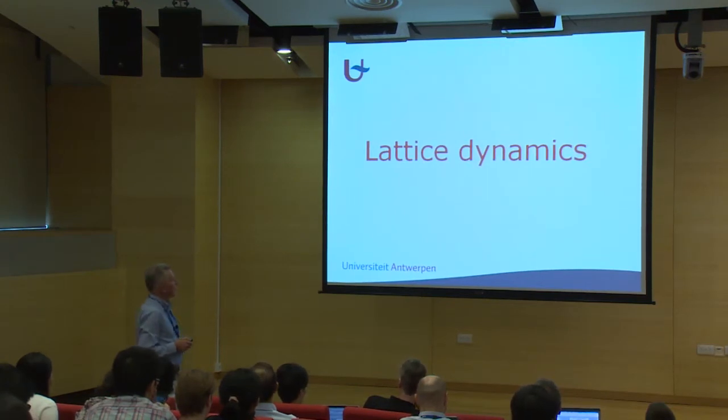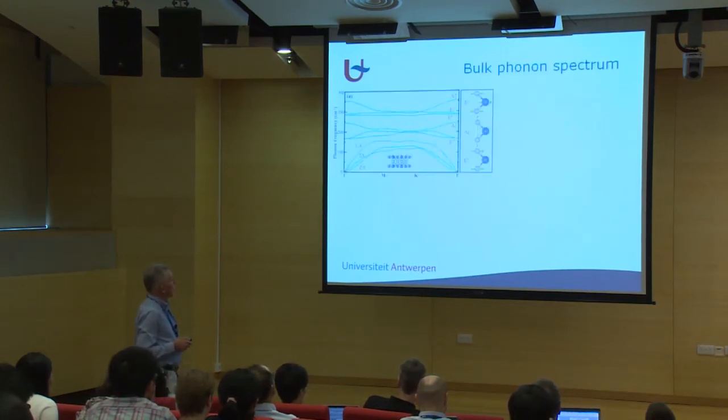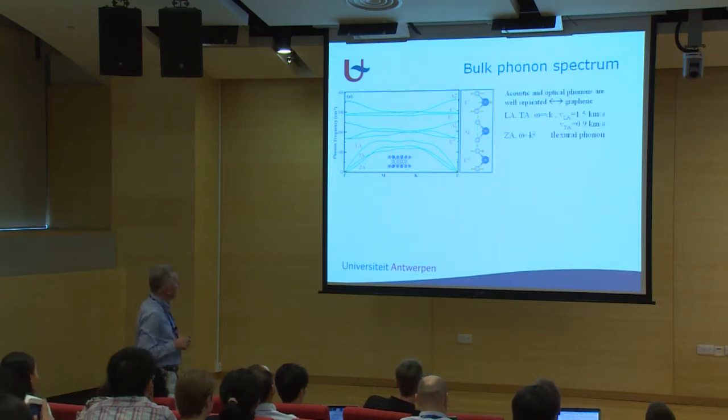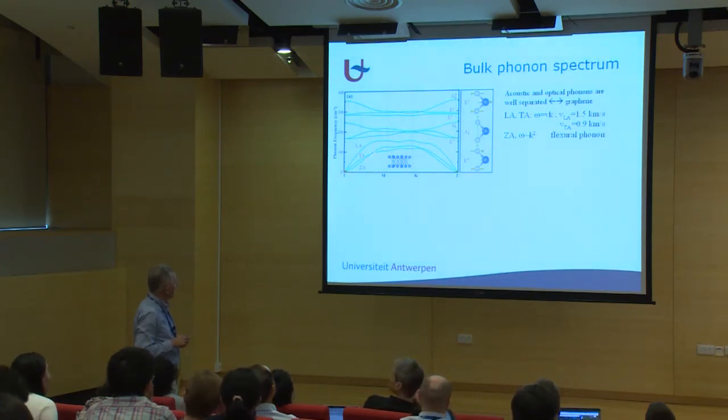So we are looking now at the phonons. If we look at the bulk phonon spectrum, you see that it's quite different from what we are used to with graphene, because the acoustical and the optical branches are quite well separated. These are the acoustical ones, the longitudinal and the transverse, and then you have this flexural phonon mode here, which has this typical K-square behavior.